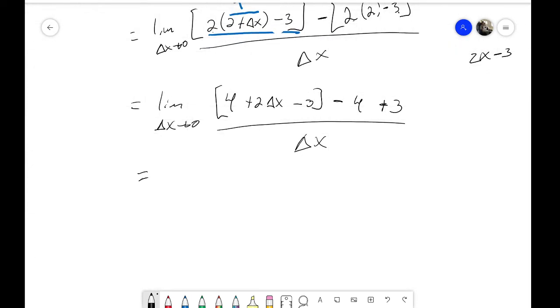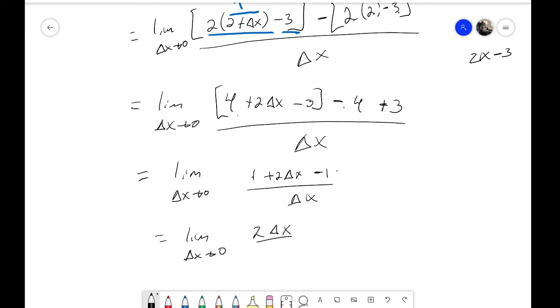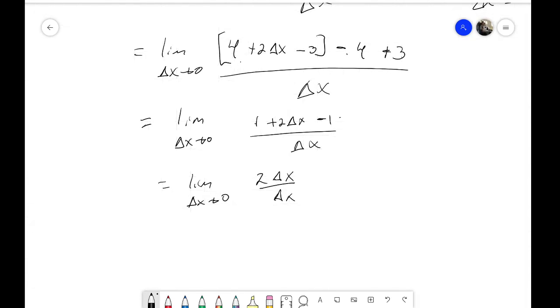Alright, so again, let's keep going. So we have limit as delta x goes to 0 of, well, 4 minus 3, that is 1. So this is 1 plus 2 delta x. And then minus 4 plus 3 is minus 1, divided by delta x. 1 minus 1 is 0, so we just have limit as delta x goes to 0 of 2 delta x divided by delta x. Now this is important, this next step.